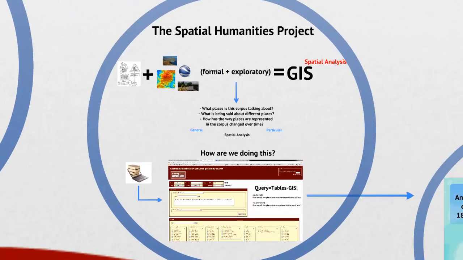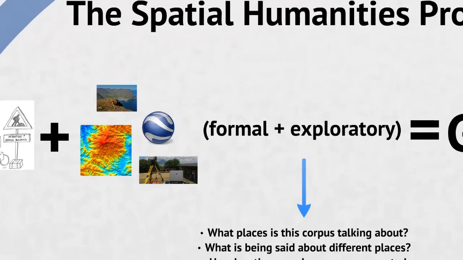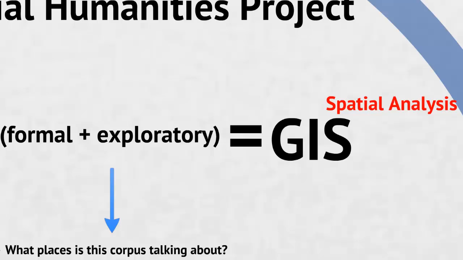So the work that we have been doing in the Spatial Humanities project is basically to integrate corpus linguistic techniques with spatial technology in order to develop not only formal but also exploratory methods to integrate text into GIS, but also to carry out spatial analysis.